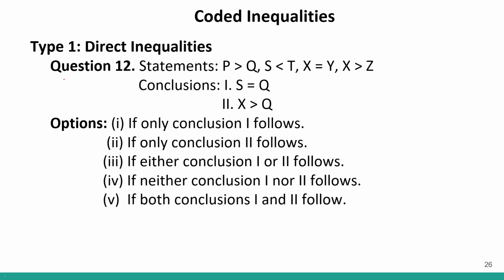Coming to question number 12. So S equals to Q. Now S is over here. I cannot see an equal to sign. Therefore, this is false. Correct? Simple. X is greater than Q. We will move from X to Q. So if I move from X to Q, I can see X and Y has a relation. Correct? X and Z has a relation. But I cannot see a relationship between X and Q.